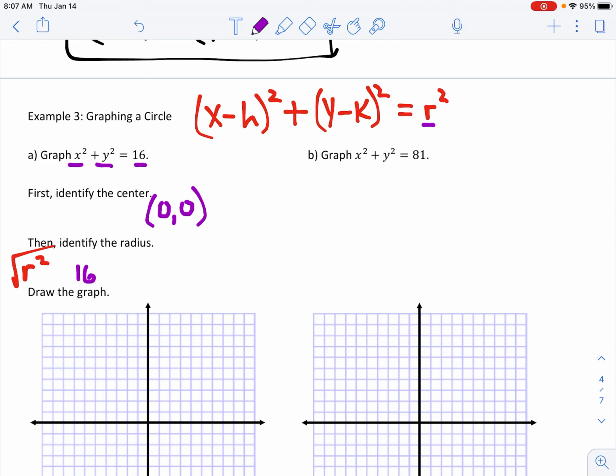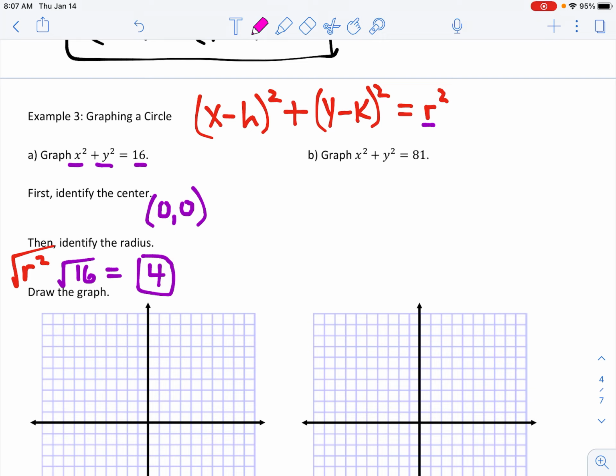So what I'm going to do is take that r squared and square root it, because it's in the spot of r squared. If we want to find what r is, we square root it, and that tells us the radius is 4. So our center is 0, 0. Our radius is 4.